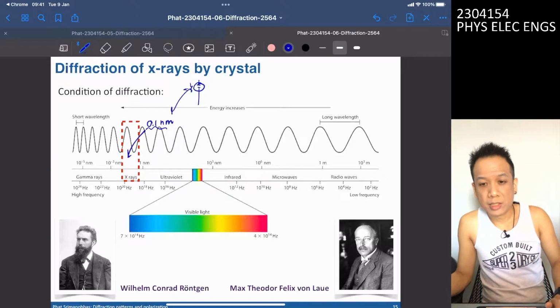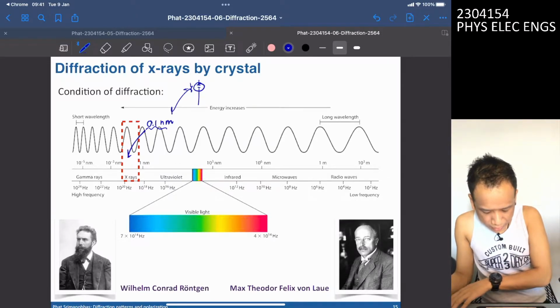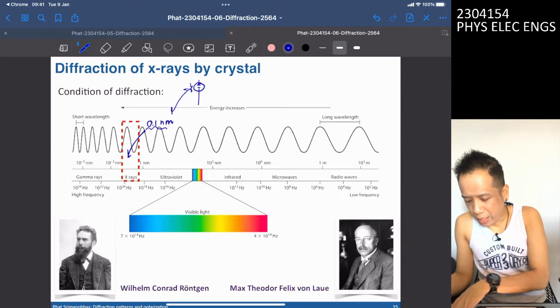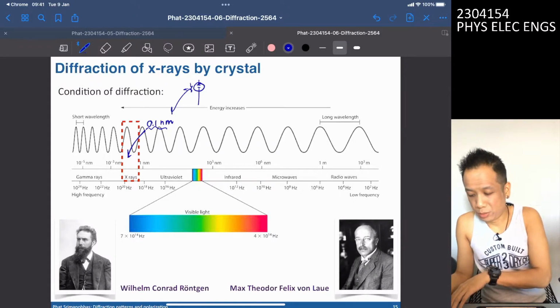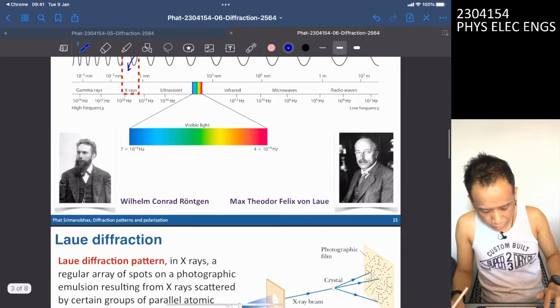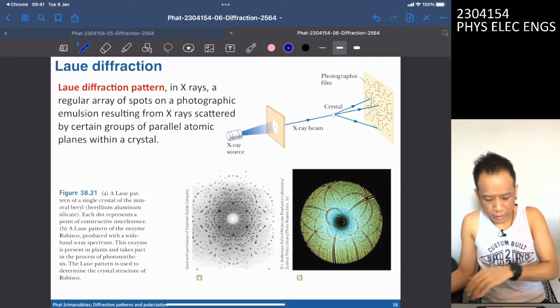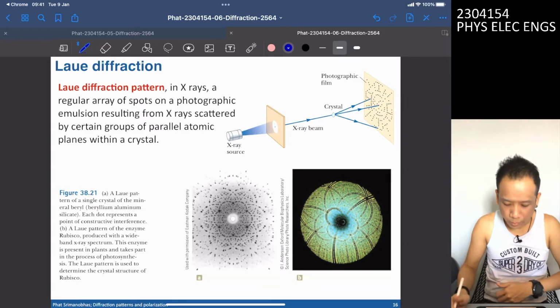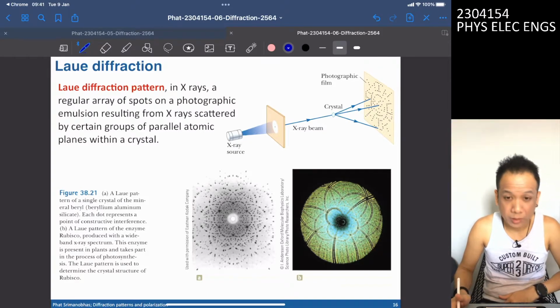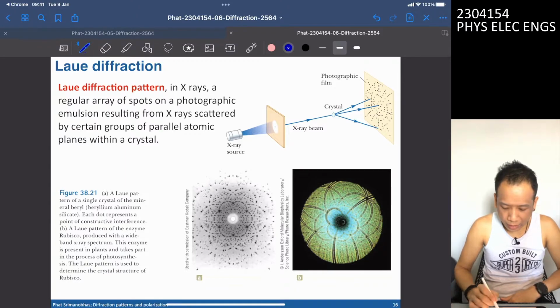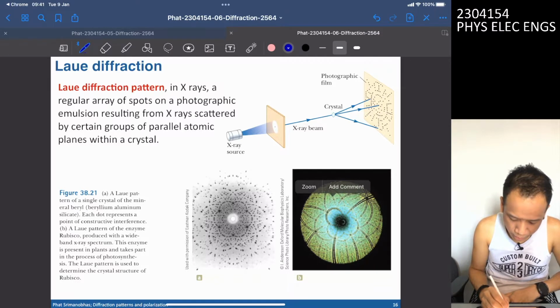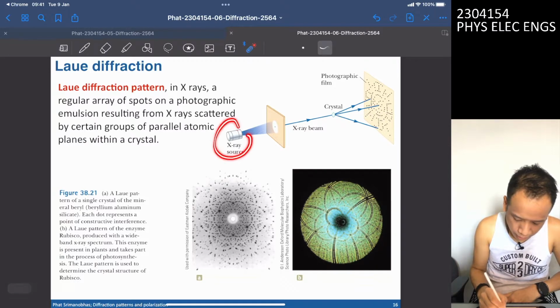One application comes from Max von Laue. He used X-rays to study the atomic structures of crystals. What exactly was done is that you shine the X-ray source onto the crystals.